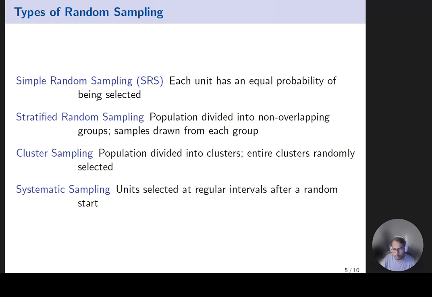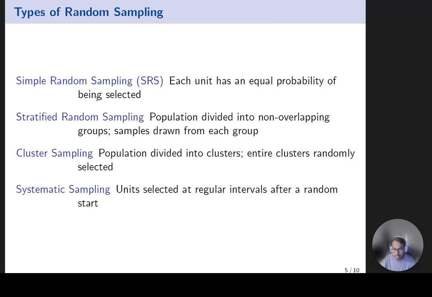Then there's cluster sampling. Similar to stratified sampling, we divide the population into groups, but here we call them clusters. The key difference is that instead of sampling from each cluster, we randomly select entire clusters. For instance, if you're studying households in a city, we might randomly select certain neighborhoods or clusters and then include all the households in those neighborhoods.